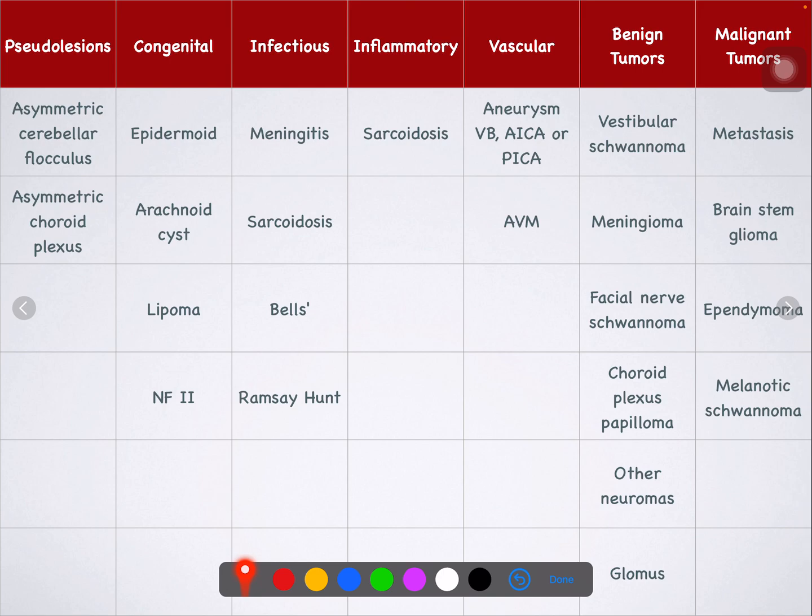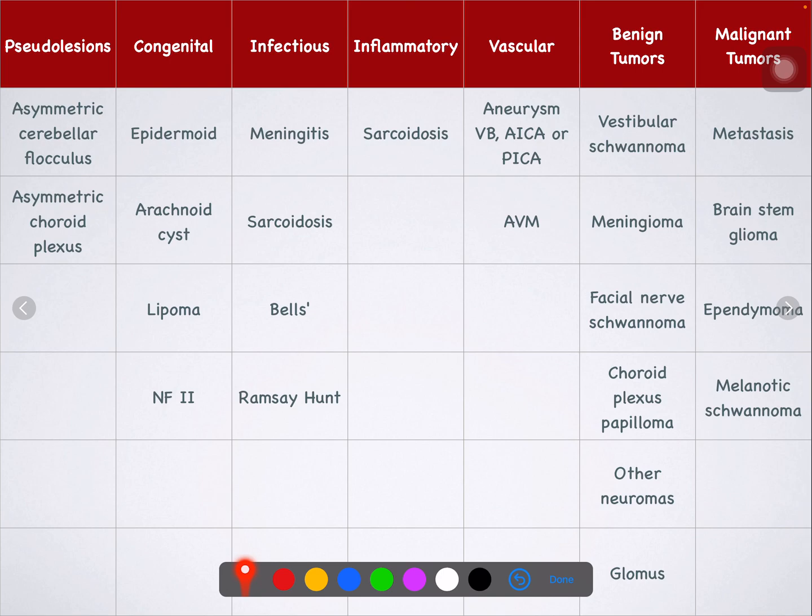Of course, benign tumors. At the top of the list would be the vestibular schwannomas. Second would be a meningioma, in addition to other nerve schwannomas or neuromas, like facial nerve schwannomas and trigeminal schwannomas. You can have choroid plexus papilloma, because there is a choroid plexus in the cerebellopontine angle. And in addition, the glomus jugulare tumor, one of the very vascular, challenging tumors to take out.